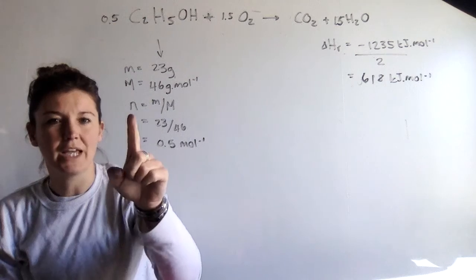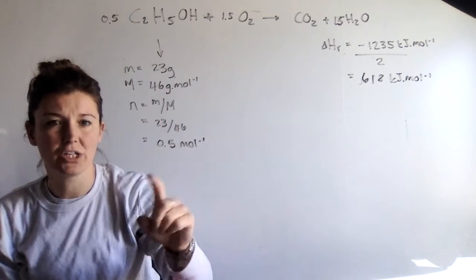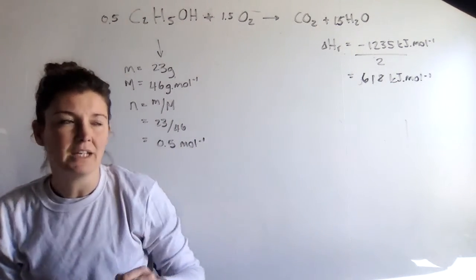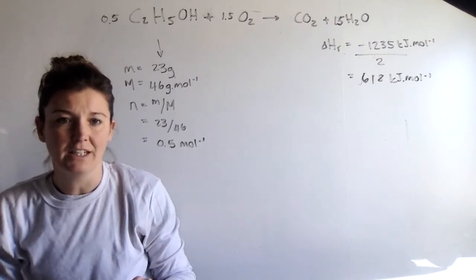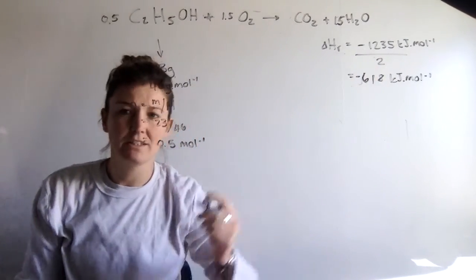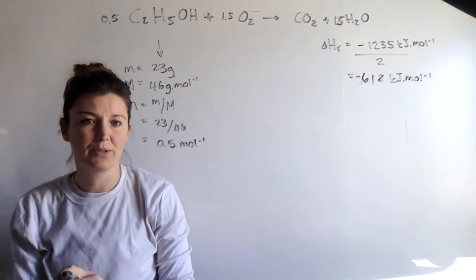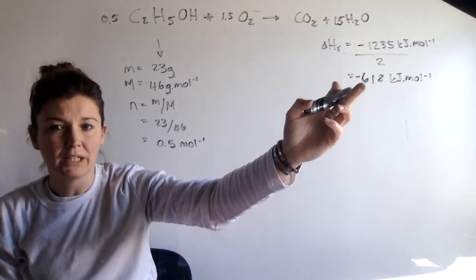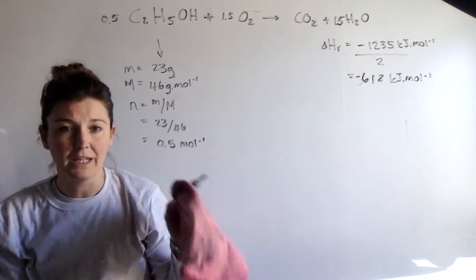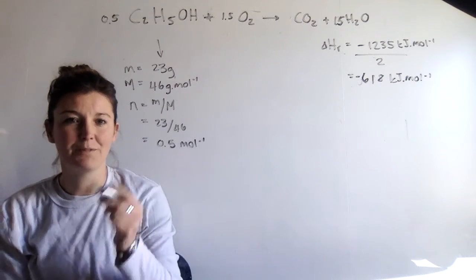So remember your n equals m divided by M calculation, identify how many moles there are, and then adjust the recipe and the amount of energy at the end. And remember the signs: negative means it's an exothermic reaction, which means that it will release energy, and a positive is endothermic, so it will absorb energy. Cool, so easy enough.